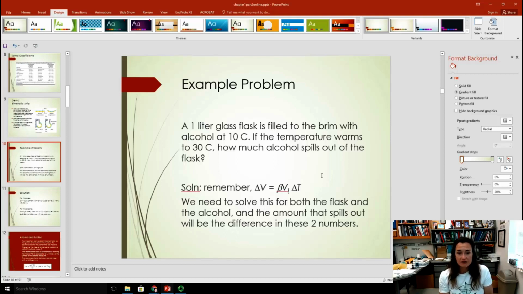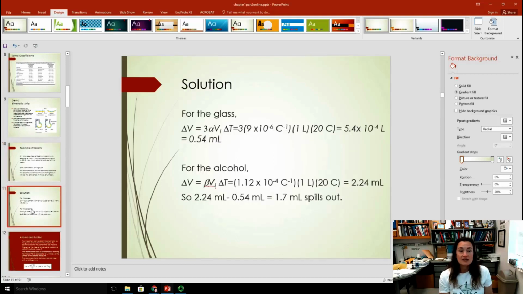Because remember, the volume of the glass flask will change a little bit too. It'll expand as well. But because the expansion coefficients for solids are generally smaller than the expansion coefficients for liquids, the liquid will expand more than the solid and you'll lose some liquid. So let's solve this. For the glass, we can read off from some tables and get the linear expansion coefficient. And then we multiply that by 3 to get the volume expansion coefficient.